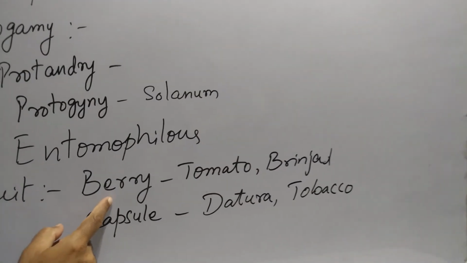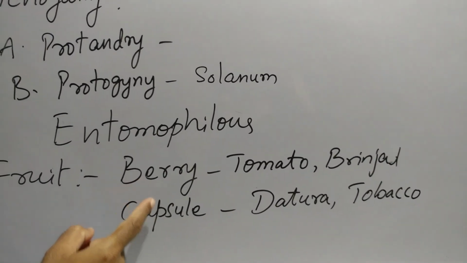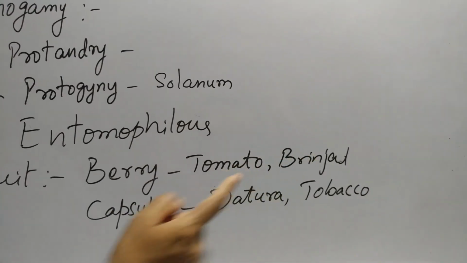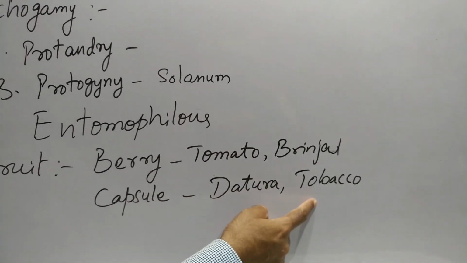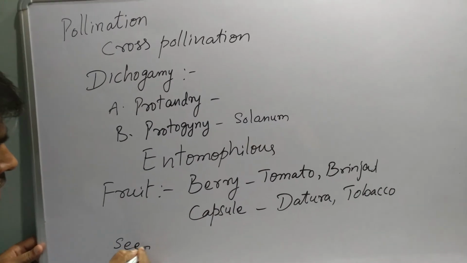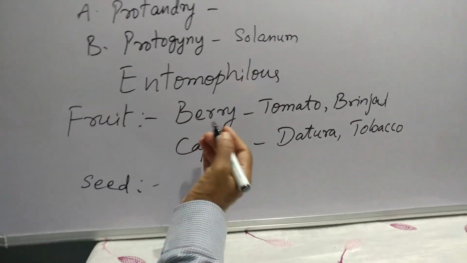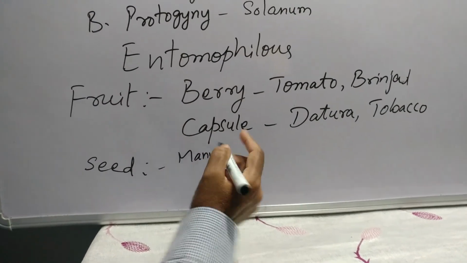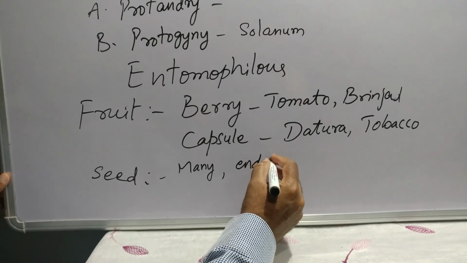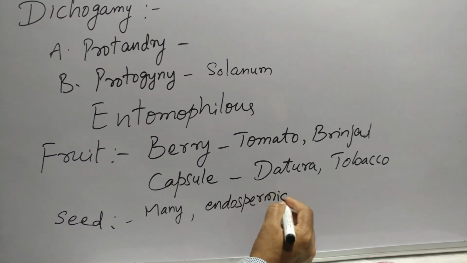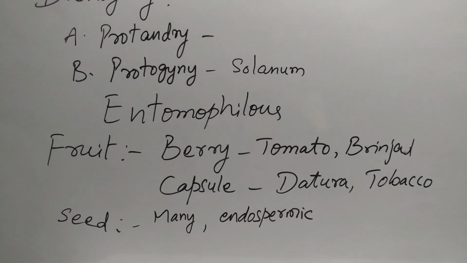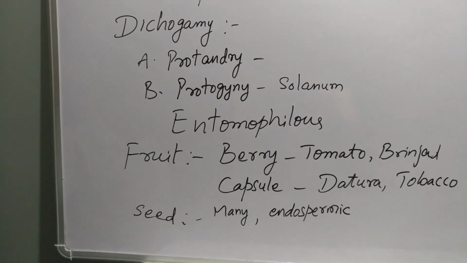So the fruits are berry and capsule. Mostly berry, rarely capsule. Most of the members have berry, with tomato and brinjal as examples. For capsule, there are datura and tobacco. Next, inside the fruit we find the seeds. Generally many seeds are found in every berry or capsule, and they are endospermic. Endosperm is present, so they are called endospermic seeds. Next, we follow the economic importance of different plants.